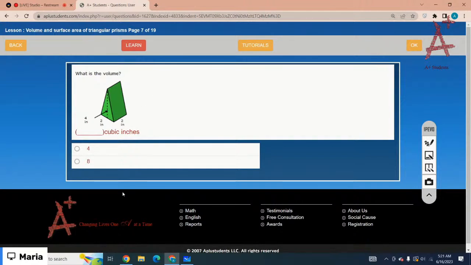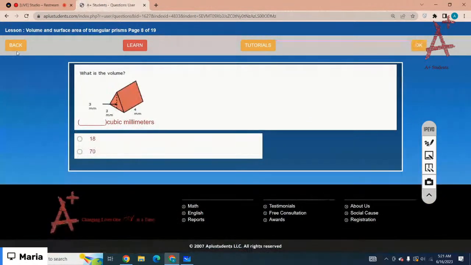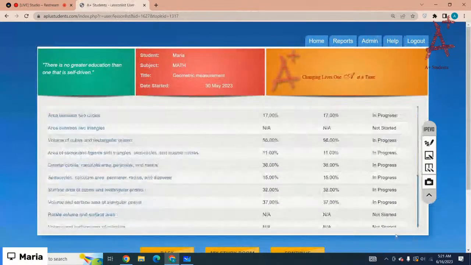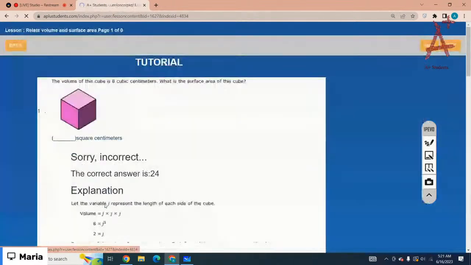Okay, you can complete the test by yourself later today. Let me just move on to the next lesson. Okay, the next lesson is relate volume and surface area.